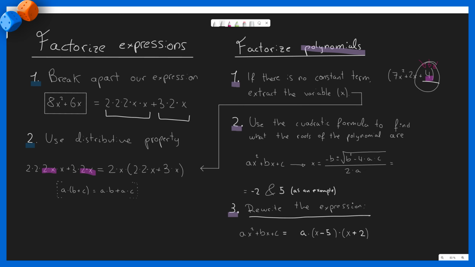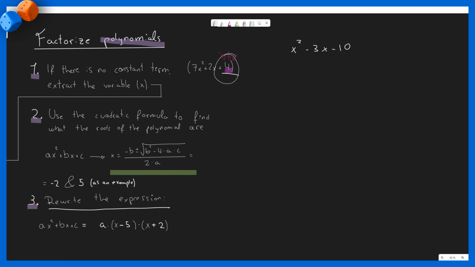So we will have to use the quadratic formula that you all know is minus b plus minus the square root of b squared minus 4 times a times c, divided all by 2 times a. With the roots we get, operating this expression, we will have to rewrite those roots inside of a factor. Let's see it with an example. This is the expression I want to factorize.